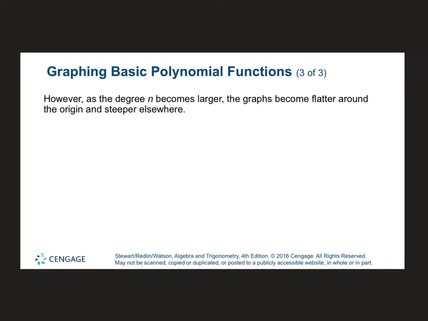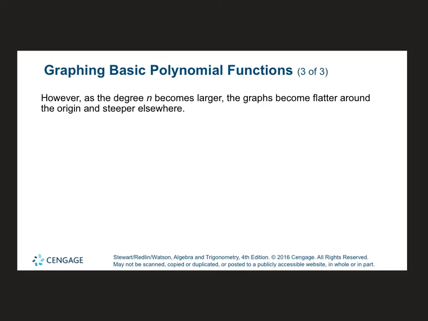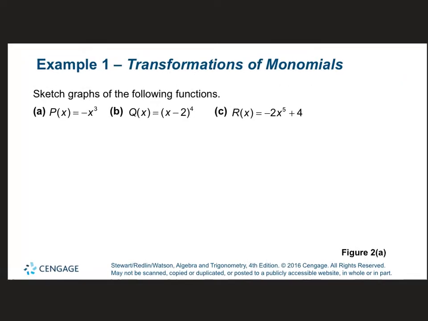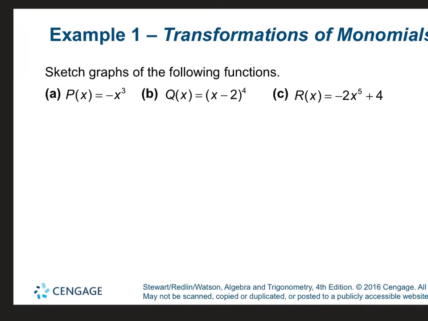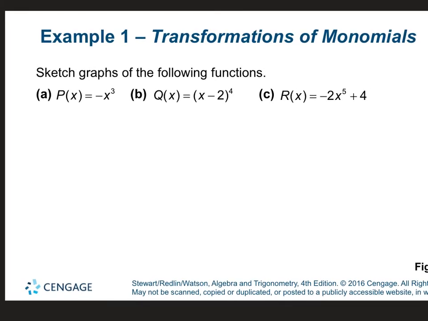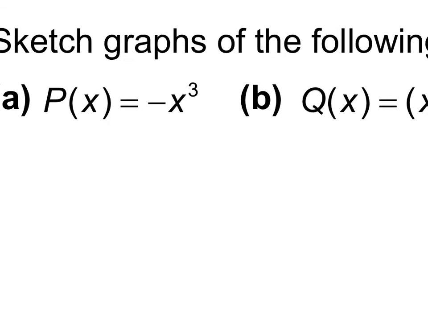All right, it says, however, as the degree n becomes larger, the graph becomes flatter. Not really that big of a deal that you understand that. But if I was going to sketch the graph of the following functions, we're not going to graph anything on the test, but let's just talk about what this graph would look like. First of all, what does that negative sign out in front mean? It's going to reflect. That's a reflection over the x-axis.